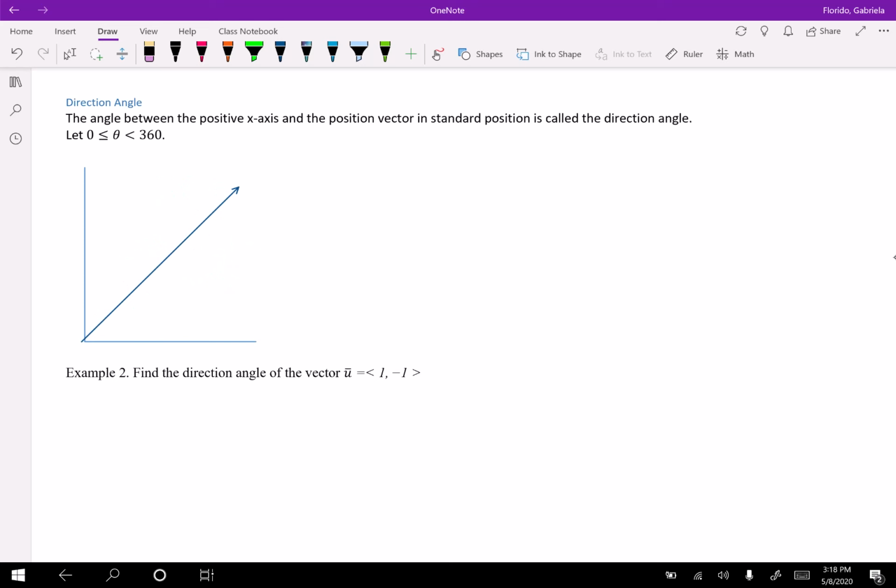So what is this angle that's being created between, in this case, the positive x-axis and the position vector in standard position? Here's my positive x-axis, and here's my position vector in standard position. This angle that's being created from my positive x-axis to my position vector is what's causing it to have a direction, and it's called the direction angle. This angle can be between 0 and 360 degrees.